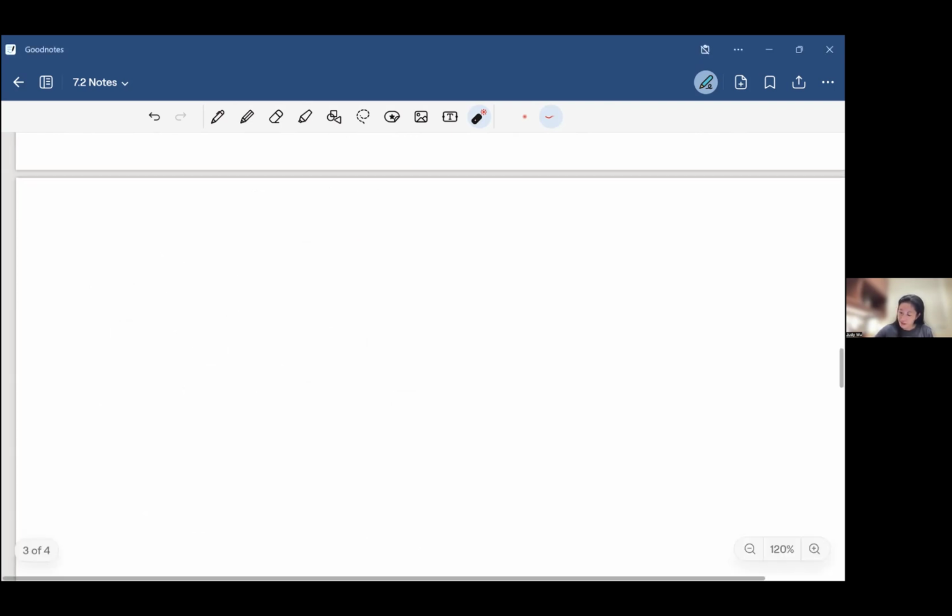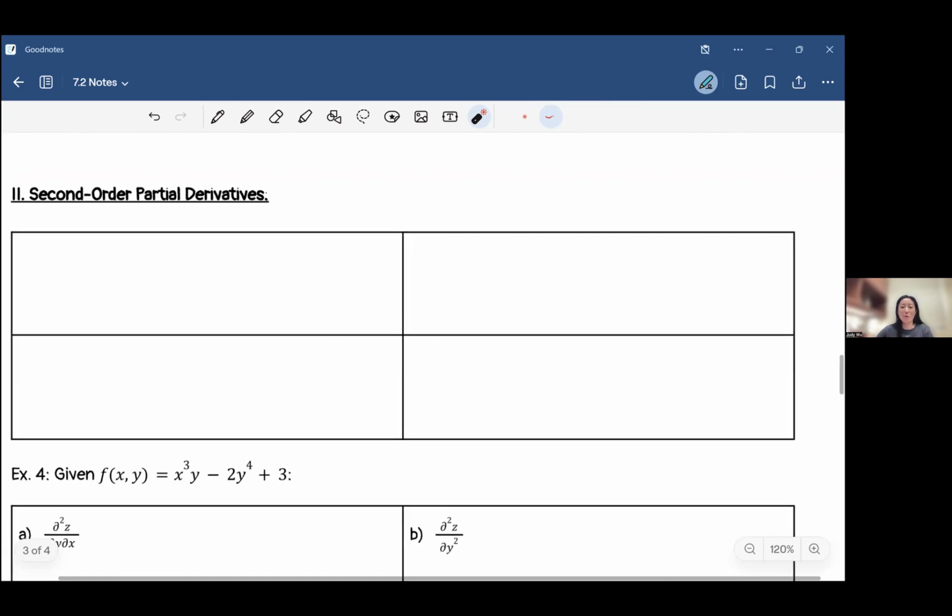Okay, so second order partial derivative. Just like we can take a first derivative and a second derivative, we can take a first partial and then a second partial. Now, when we talk about partials, if we have 2 first derivatives, we actually have 4 second partials.